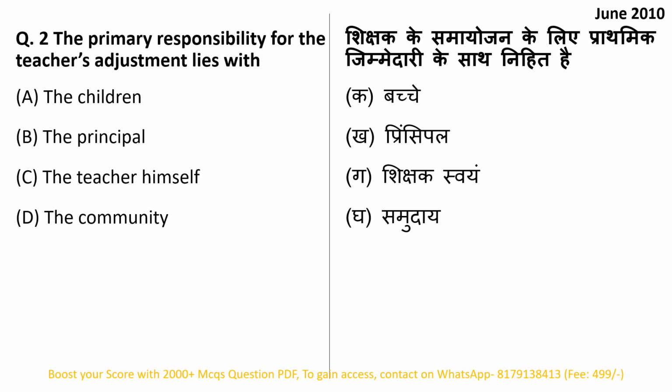Next is, the primary responsibility for teachers' adjustment lies with the teacher, the principal, the teacher himself, the community. The right answer here is option B, the principal.